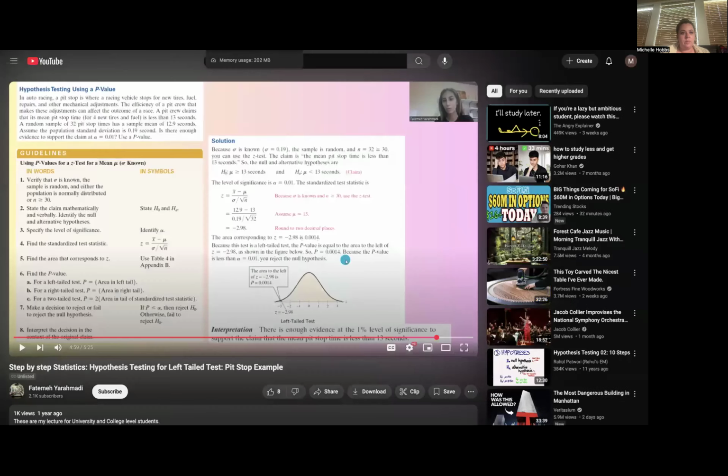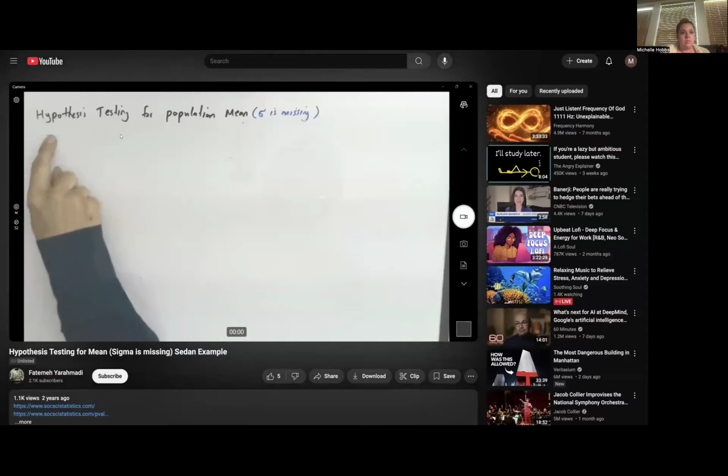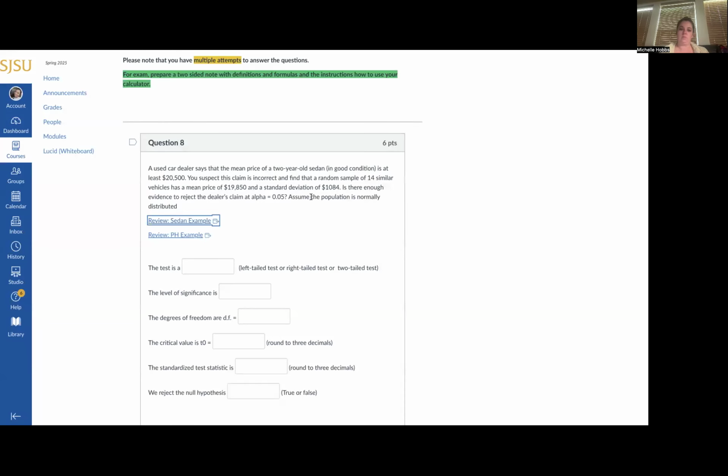So now we're analyzing the case where we are checking the hypothesis testing for population mean and sigma, the population standard deviation, is missing. Let's take a look at one example together. A used car dealer claims that the mean price of a 2-year-old sedan in good condition is at least $20,500. You suspect this claim is incorrect.